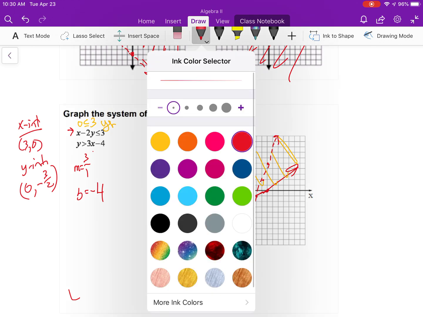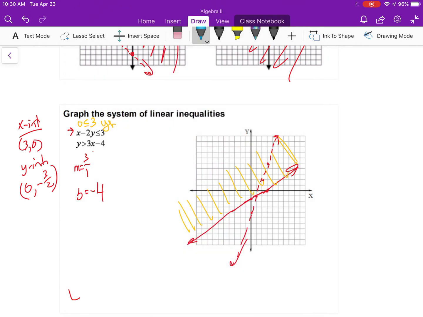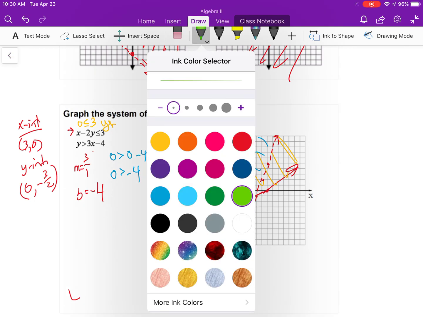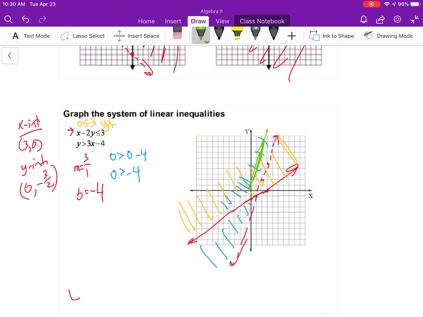I'm going to test this one too, here in light blue. I'll put in 0 for y and 0 for x, so I end up with 0 bigger than -4. It sure is, so I'm going to shade everything that way. But here, blue and yellow make green, so where the green happens is the solution to my system. It's where the two shadings overlap.